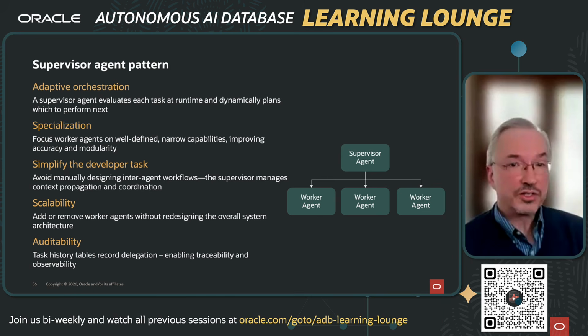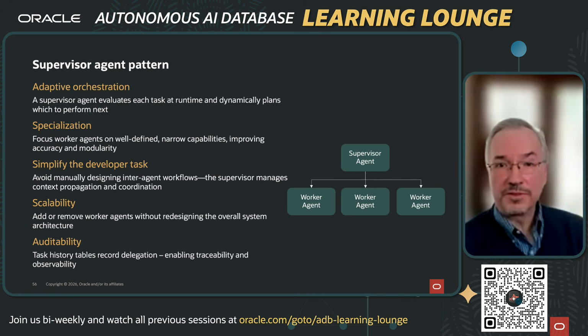As I mentioned earlier, we're going to expand the agentic patterns that Select AI can support with the introduction of a supervisor agent. This pattern enables adaptive orchestration by having a central supervisor evaluate each task at runtime and dynamically decide what to do next. The supervisor agent delegates to worker agents, which enables them to focus on well-defined, narrow responsibilities to improve accuracy, modularity, as well as reuse.